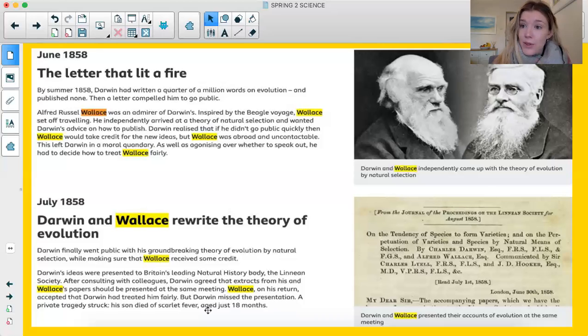So yes, now it's over to you to do your research and to fill out your double bubble map. We really look forward to looking at your findings. So yeah, enjoy.